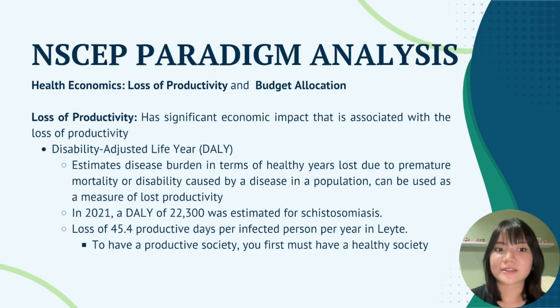The health economics perspective looks at how schistosomiasis affects productivity and budget allocation. The disease leads to lost workdays and economic losses. One of the ways to measure this is through the disability-adjusted life years, DALY, which calculates the number of healthy years lost due to illness or death. In 2021, schistosomiasis had a DALY of 22,300 in the Philippines. In Leyte, infected individuals lose about 45.4 productive days per year, impacting both their income and the economy. This highlights the link between health and productivity. Without good health, society cannot thrive.